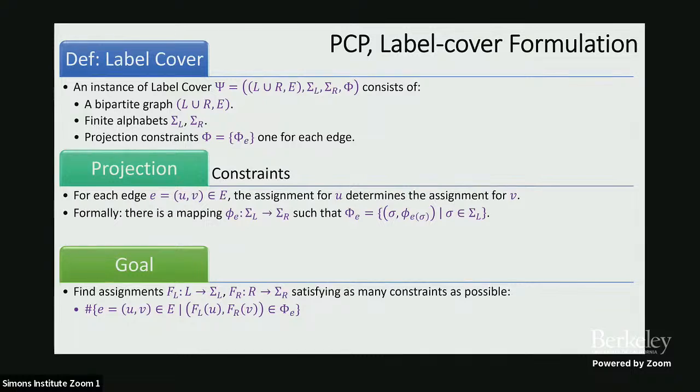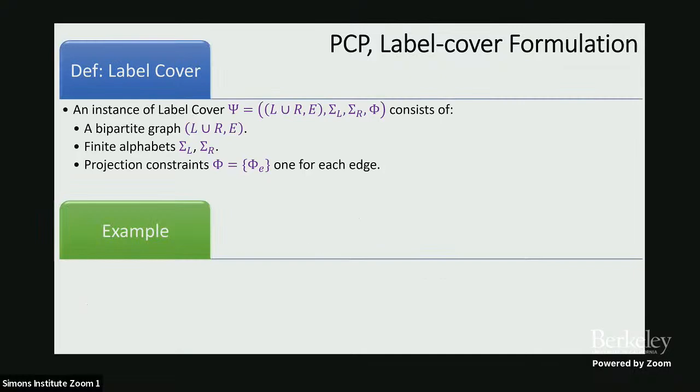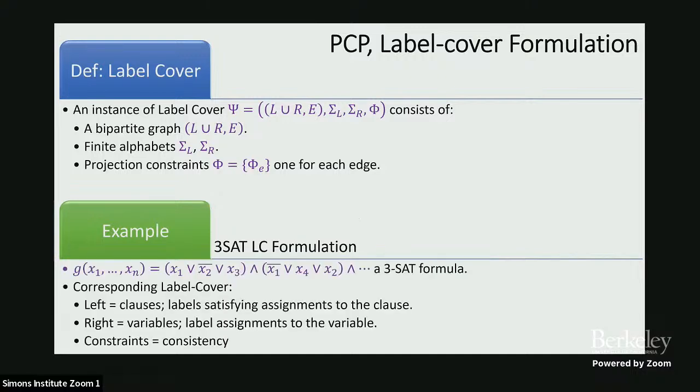So we'll see an example of how you can recast 3SAT in this language. This language is a bit abstract, but it captures many things and it's very useful. Let's see an example of how to capture 3SAT in this language of label cover. And for that, we should have in mind some 3SAT formula, G. Right now, I'm going to describe to you how to construct this bipartite graph, these alphabets, and these constraints, so that the label cover that we have essentially captures the satisfiability problem of G.